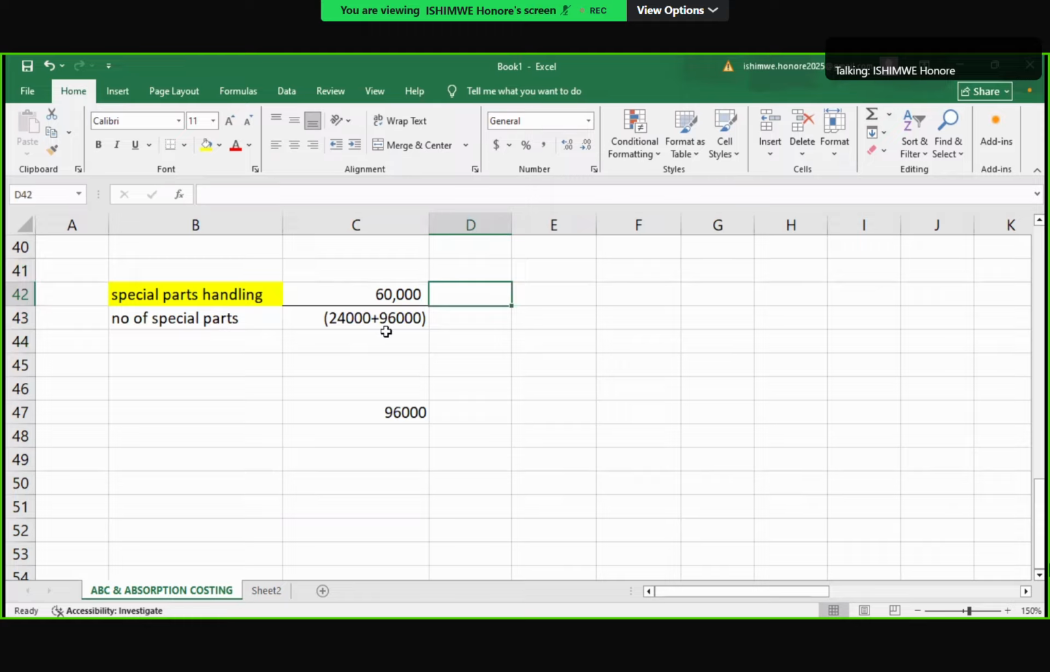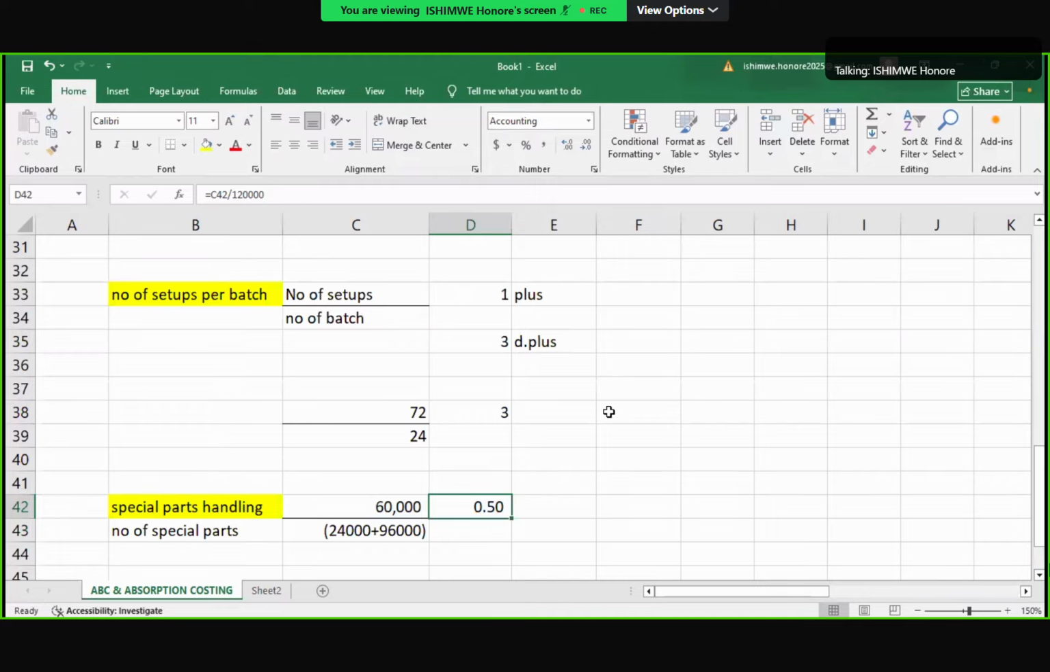Now we can determine the total. It will be 24,000, and if I add 96,000, it is 120,000. So it will now be 60 over 120, which gives me 0.5. I'm going to do allocation. This is cost per activity. This means this is money per special part. So now to know the one for each, to go in plus and double plus, I will.